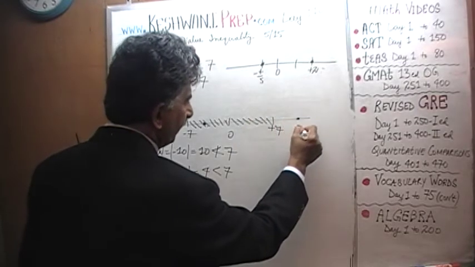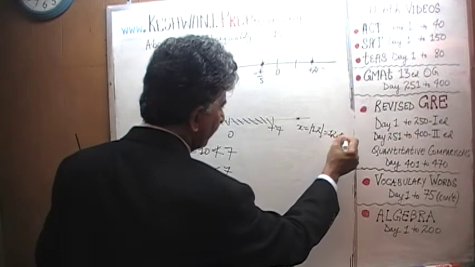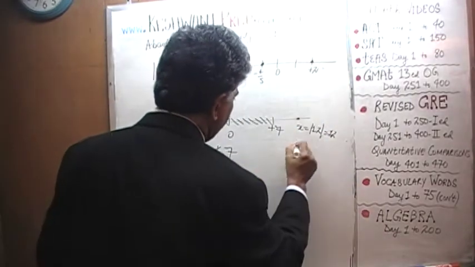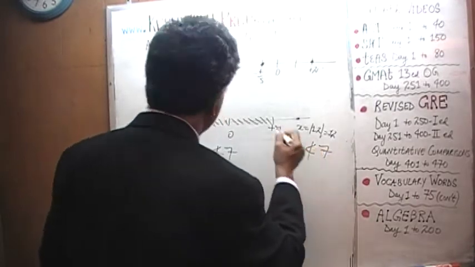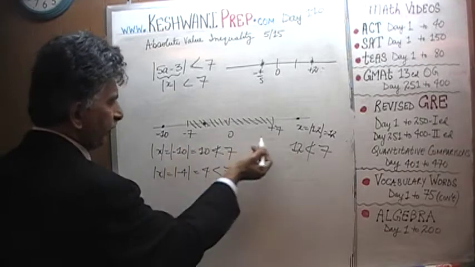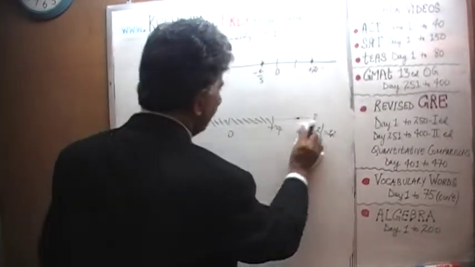X cannot be 12, because the absolute value of 12 is 12, and 12 is not less than 7. We are told that it has to be less than 7. Obviously, it cannot go there. It has to fall between negative 7 and positive 7.